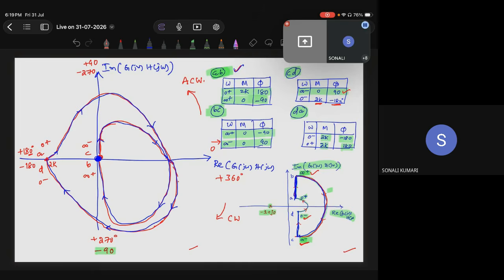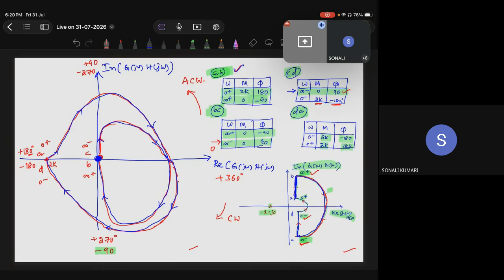Clear? Yes, sir. If you have any doubts, you can ask me. Sir, I couldn't understand the CD point. Yes, you can see this. This is C. What is C here?